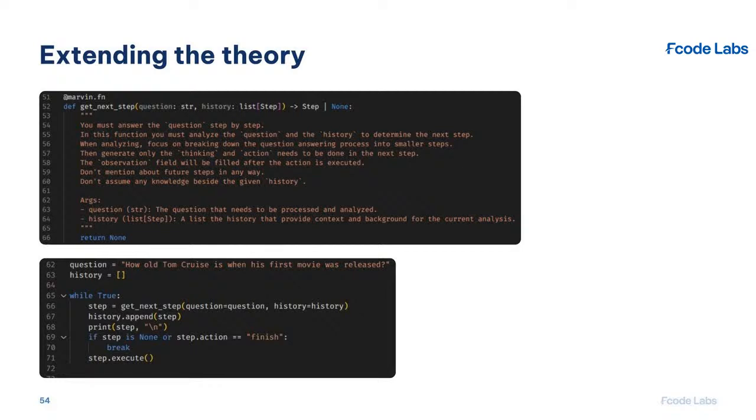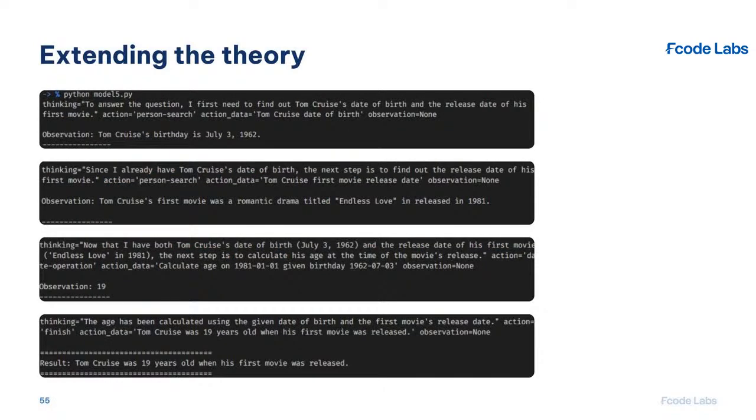And with the question I asked, how old was Tom Cruise when his first movie was released? Python sends this to the LLM, and the LLM thinks, to answer this question, I first need to find out the date of birth and the release date of the first movie. So it decided to do a person search action with the data, Tom Cruise date of birth. And I write the output: date of birth is July 3rd, 1962.